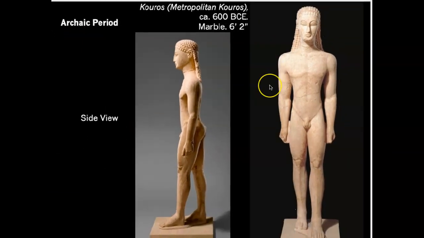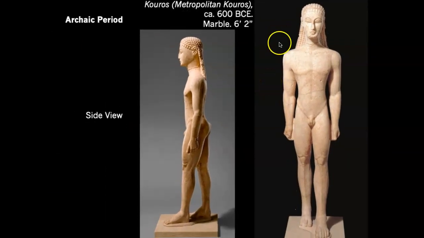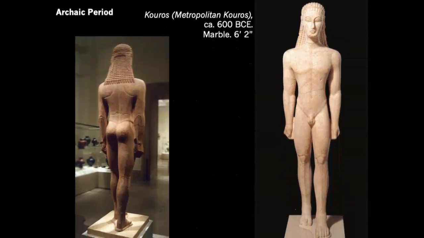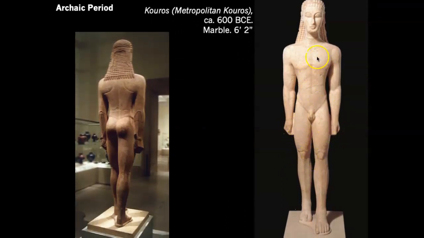The statue would have been brightly painted. There is indication of pigment on his hair, so imagine he would have been painted a flesh tone, and then his hair would have been black curly hair resting on his shoulder, behind his shoulders.